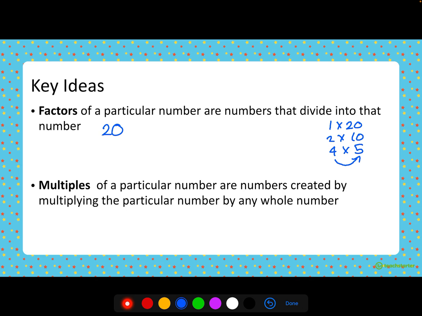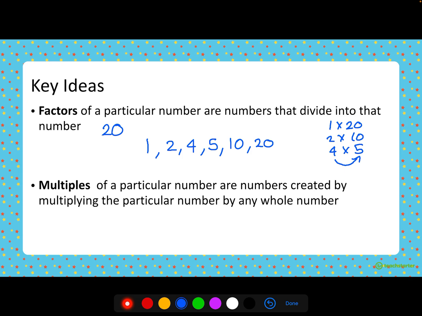We then need to write the numbers in order. 1, 2, 4, 5, 10, and 20. So these are all the factors of 20. We know that every number will have a factor of 1 and itself, because obviously 1 can go into every whole number, and itself can go into every whole number.